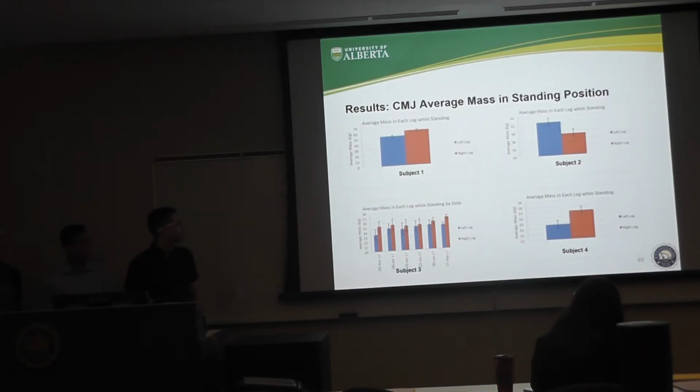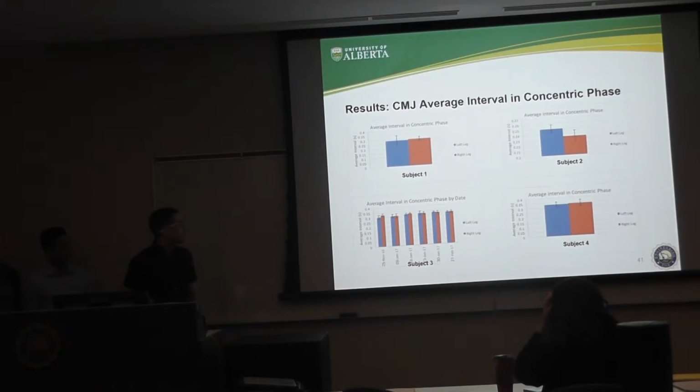Again, we looked at the average mass in standing position, and the same trend can be seen for subject 3. Subjects 1, 2, 4 did show a bit of variation, but the variation was different. For subject 2, for example, they had an average mass that was higher for the left leg, but if we look at peak force or impulse, this wasn't the same trend. We wouldn't see a dominance in the left leg.